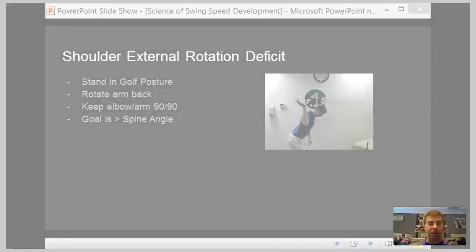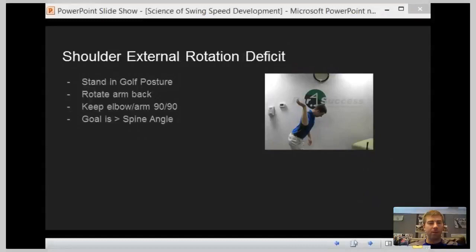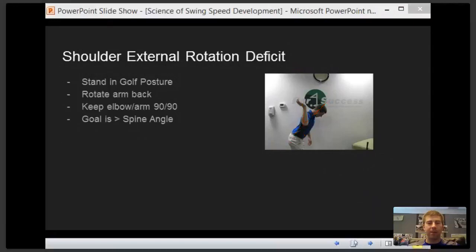Let's see if I can get this to work. So see this line here, it can be greater than your spine angle. Actually, let's make that a different color so you can actually see it. So this line coming down, your forearm angle should get past your spine angle. So that would be considered a pass there.